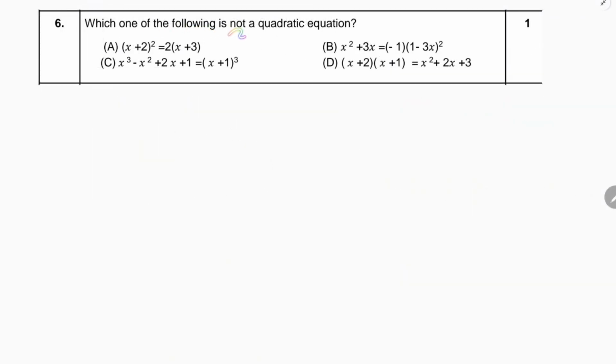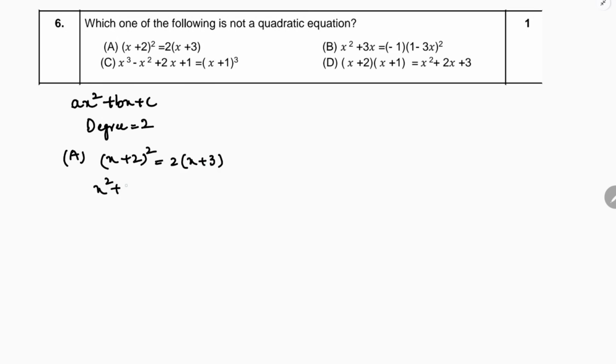Which of the following is not a quadratic equation? See, a standard quadratic equation is an equation whose degree is 2, ax square plus bx plus c. So the degree of the equation should be 2. If the degree is 2, it is quadratic. For option A, if I expand, x plus 2 whole square equals 2 times x plus 3. X plus 2 whole square is a square plus b square plus 2ab, equals 2x plus 3. Here x square will remain as it is, so it is clearly a quadratic equation. But they want the one that is not quadratic, so option A is not the correct answer.